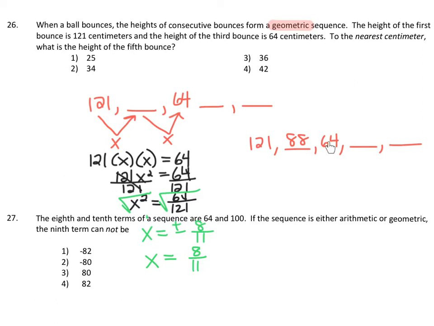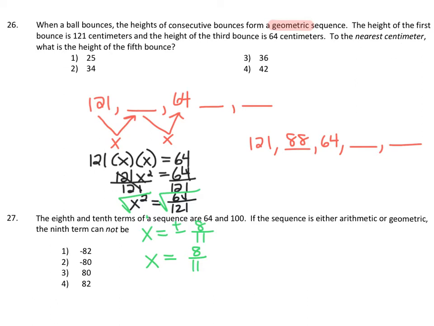So now if I take 64 and multiply it by 8/11, I wind up getting, let's see, this is a decimal. It's approximately 46.54. Well, it's actually 46.54 repeating. So I'm going to just round it on the paper because I think that's why they say to the nearest centimeter, what is the height of the fifth bounce?